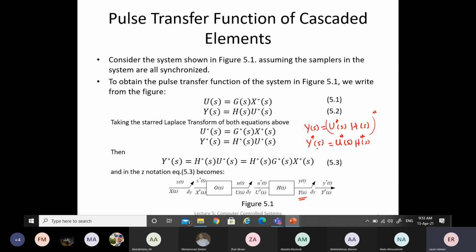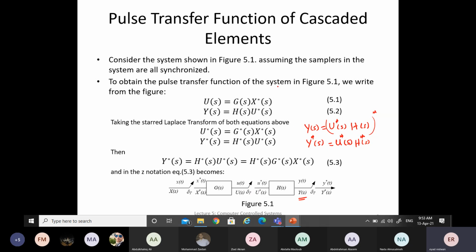However, this is not yet written as output and input. This is the output, as you can see, y star of s, but the input is x of s. So I have to write this in terms of y of s and x of s. Let's continue then. Y star of s, what is it actually? It is u star of s. Where does it come from? It's u of s itself, but taking the starred Laplace transform due to the sampler here.